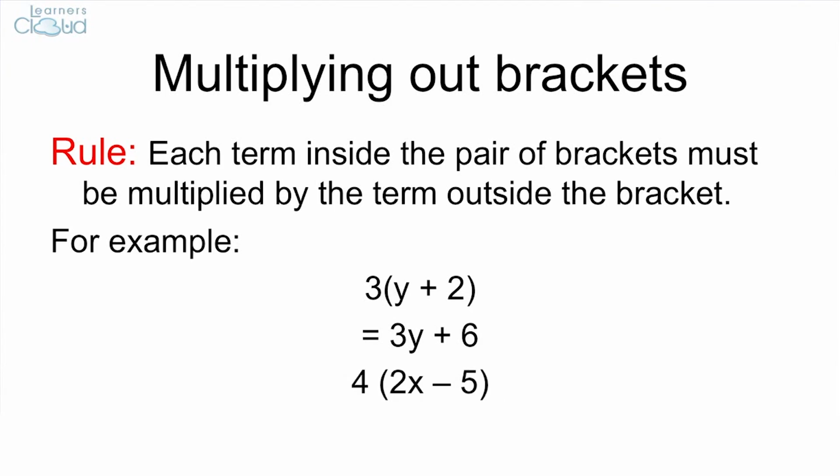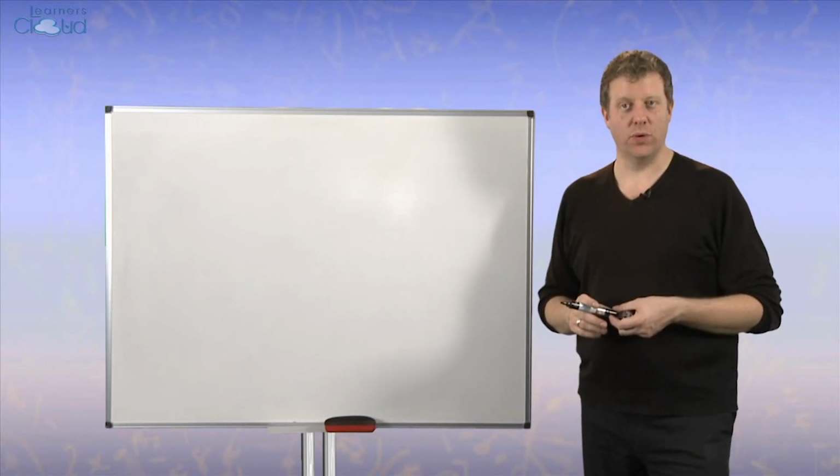Another example is 4 lots of 2x minus 5. So if we multiply the 2x and the minus 5 by 4, it would give us an answer of 8x minus 20. Right, so let's look at a couple of examples on the board.